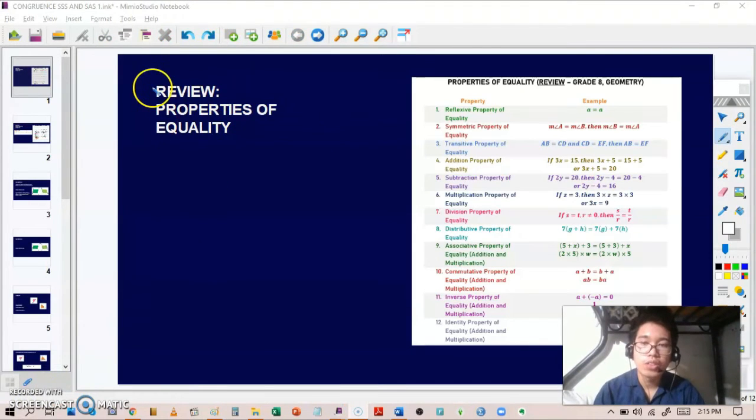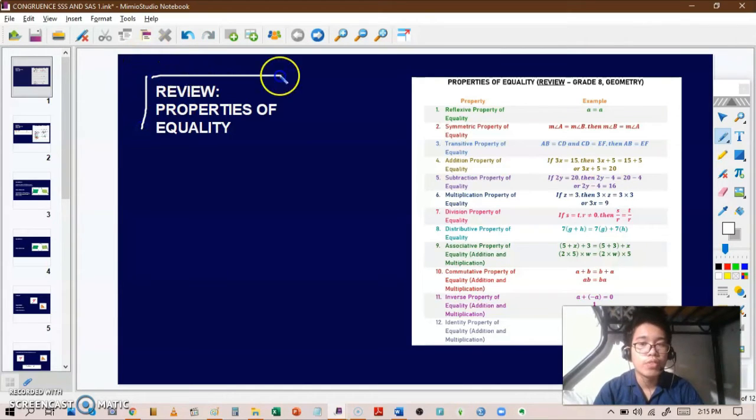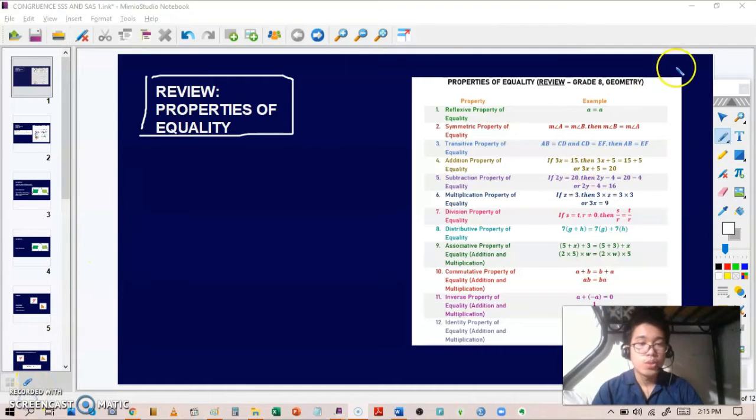For today, our topic is going to be about congruence and the side-side-side triangle congruence postulate and the side-angle-side triangle congruence postulate. But for that, we'll just have a quick review of the properties of equality. This is for the second quarter of our learning area or our subject, geometry. So to start off, we have the first property of equality.